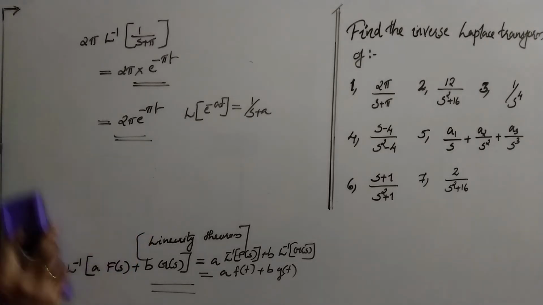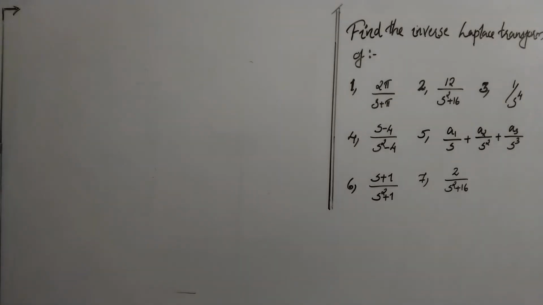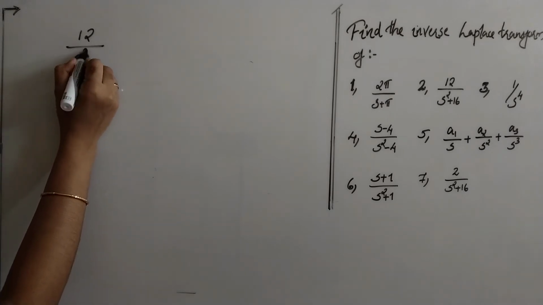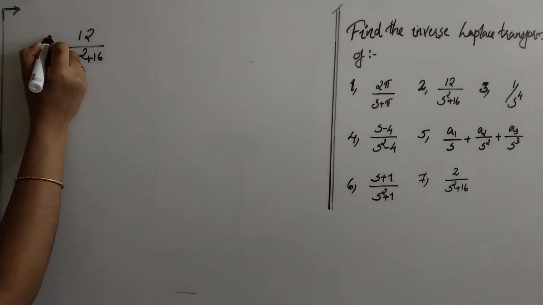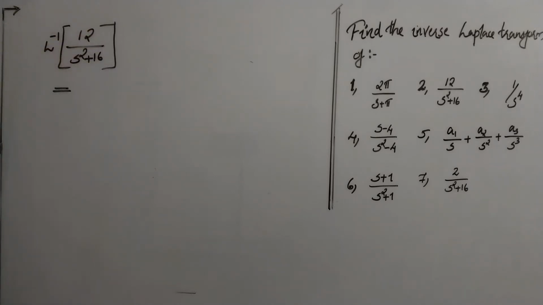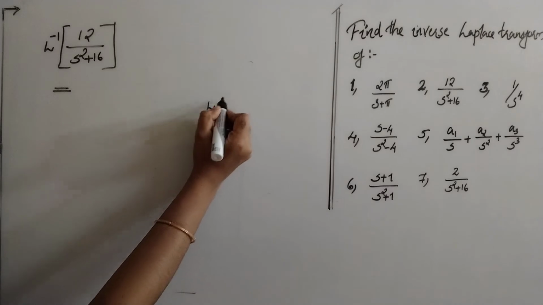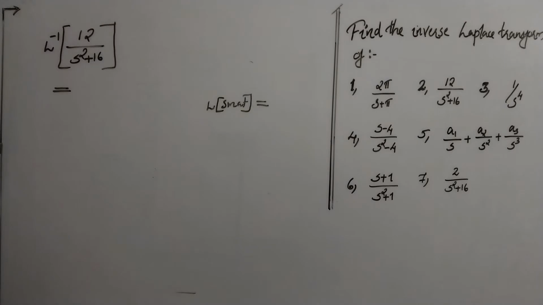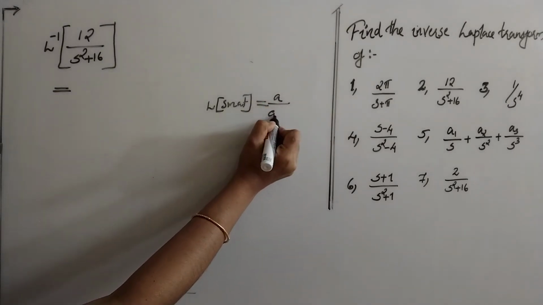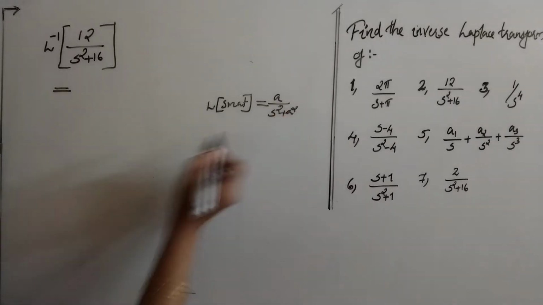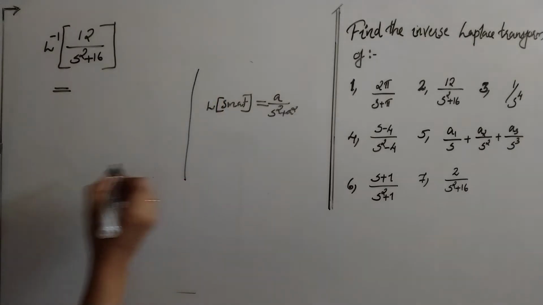Now the second one is 12 divided by s square plus 16. Inverse Laplace transform of 12 divided by s square plus 16. We know that Laplace transform of sin at is equal to a divided by s square plus a square.